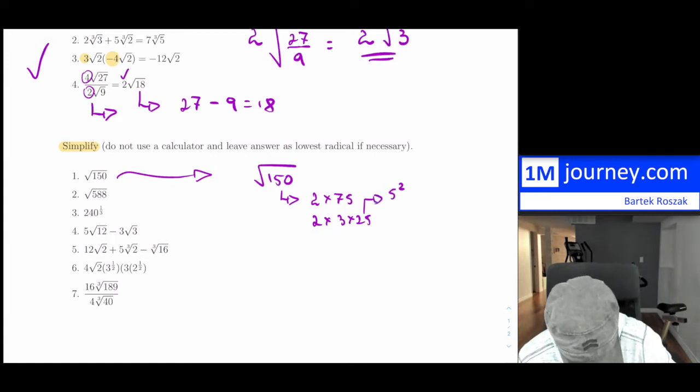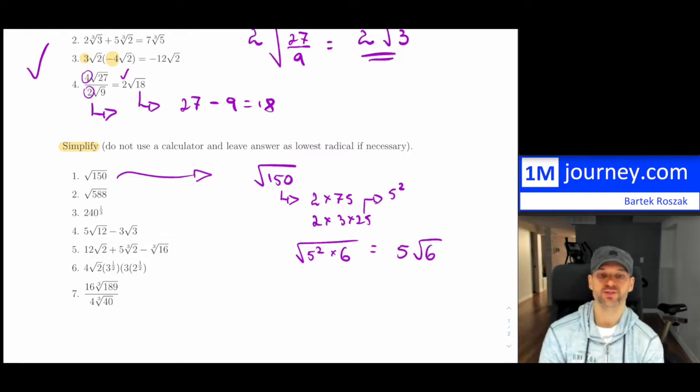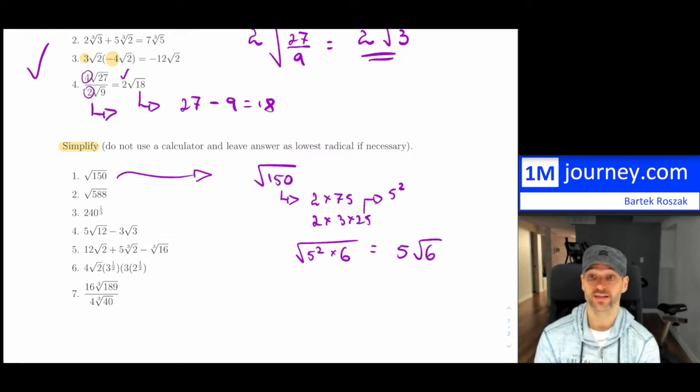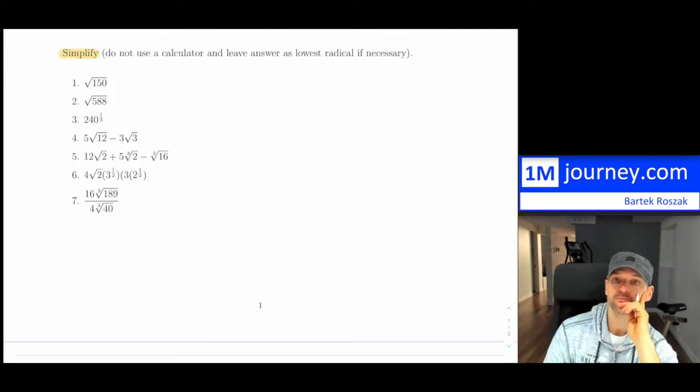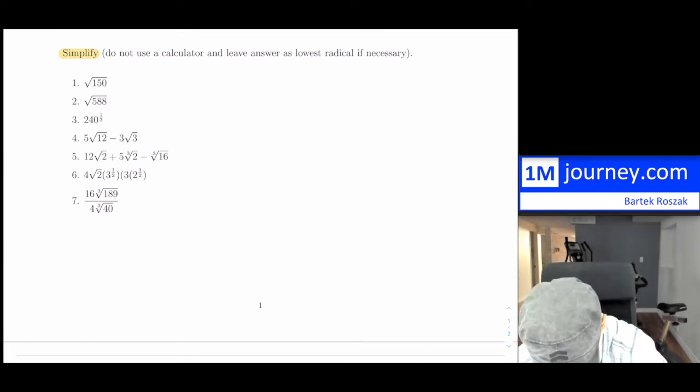So if you simplify this, we have 5 squared, which we're going to be able to take out, and then 2 times 3 remains underneath. So this is going to be 5 times the square root of 6. And that's as far as we can simplify question 1. Okay, so number 2. Let's try that one. This one looks a little bit tougher, I guess.